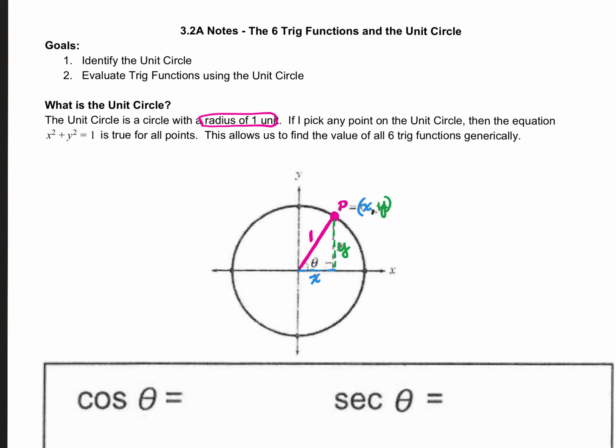So then because I have a right triangle here, I can use the Pythagorean theorem. And the Pythagorean theorem would say x squared plus y squared equals 1 squared. And that's exactly what we have written up above. So what this does is it allows us to find the value of all 6 trig functions sort of generically. So let's talk about that.